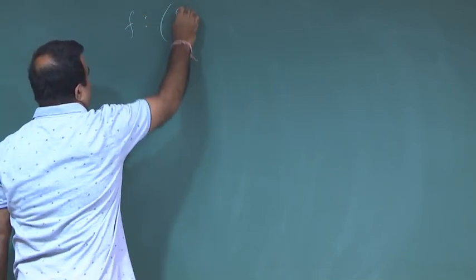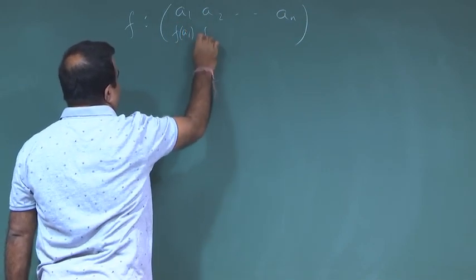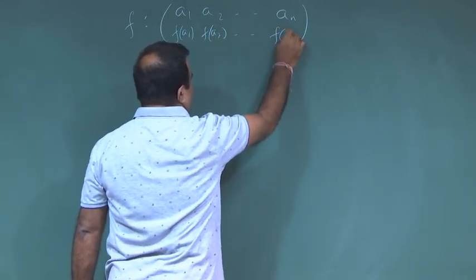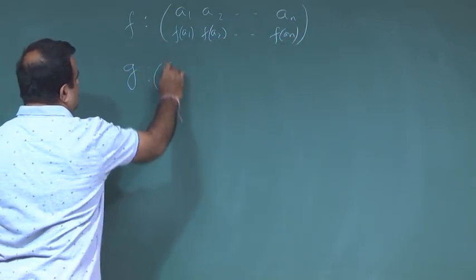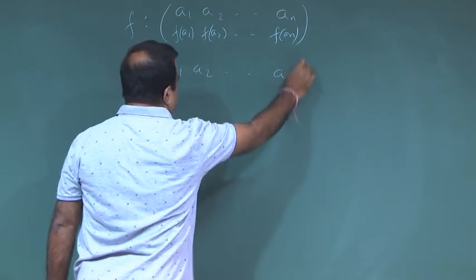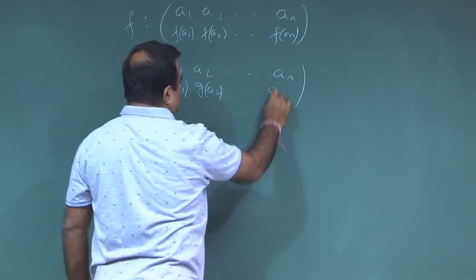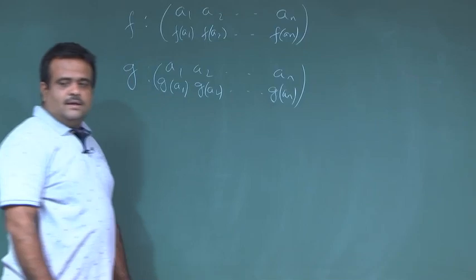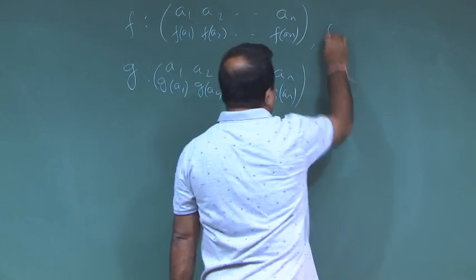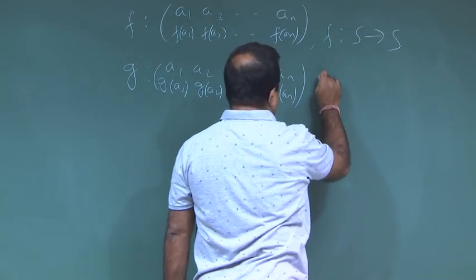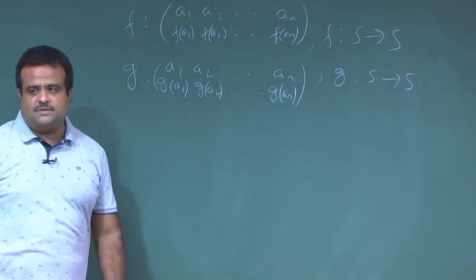Say f maps a1, a2, up to an to f of a1, f of a2, and so on. These are the images. And we have another permutation g, which maps a1, a2, up to an to g of a1, g of a2, up to g of an. Okay. So f and g are two bijective functions from S to S.